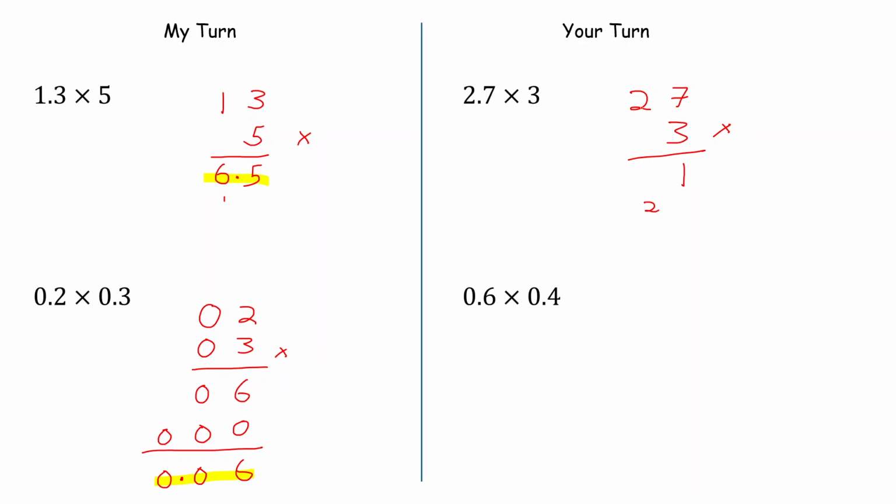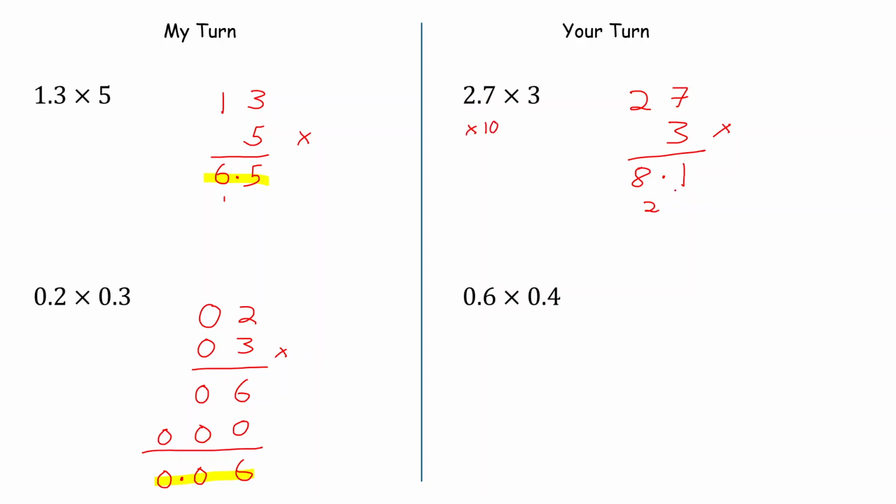You've then got 3 times 2, which is 6. Add the 2, which is going to give you 8. So you've got 81. But of course, 2.7 times 3 can't be 81. It's going to be, you've got one number after your point, so you go back in by 1 to give you 8.1. Again, the reasoning: you times 2.7 really by 10 to get it to become 27.